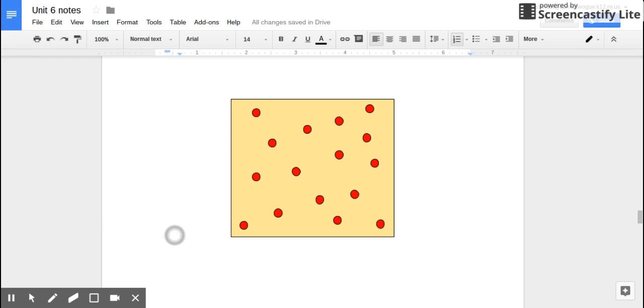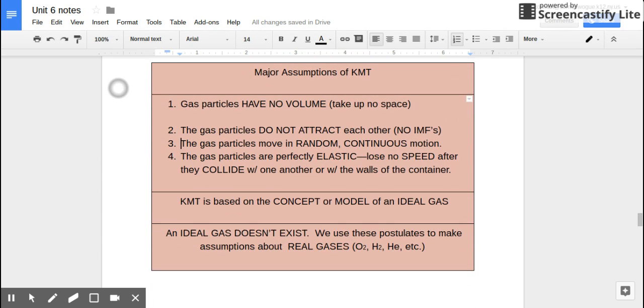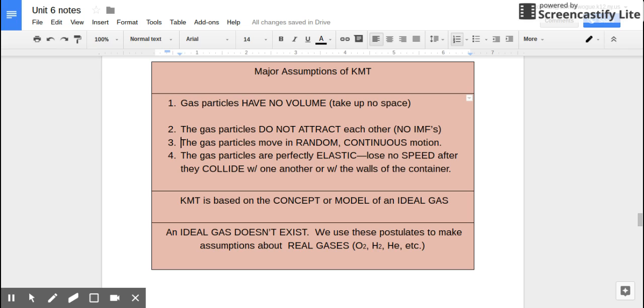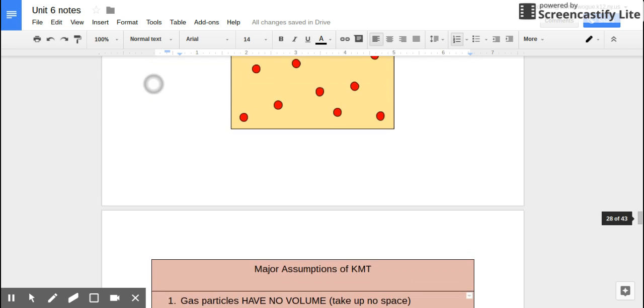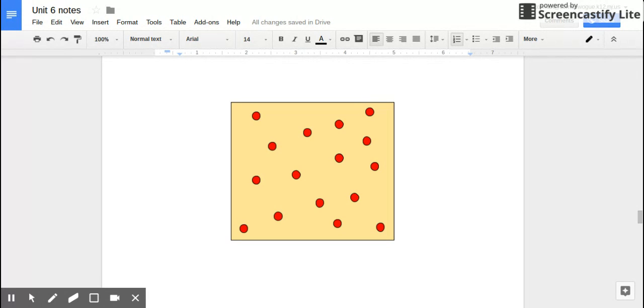I'm going to be flipping back and forth between this screen and this screen, where we have our major assumptions of the kinetic molecular theory, and we'll go through each one of these 4 major assumptions, but I'm going to draw them on using this particle diagram so you can see what each one of those means. So let's just talk basics. In this diagram, we have these little red dots, and the little red dots are referring to the individual gas particles. So the first thing the kinetic molecular theory says is that these gas particles have no volume.